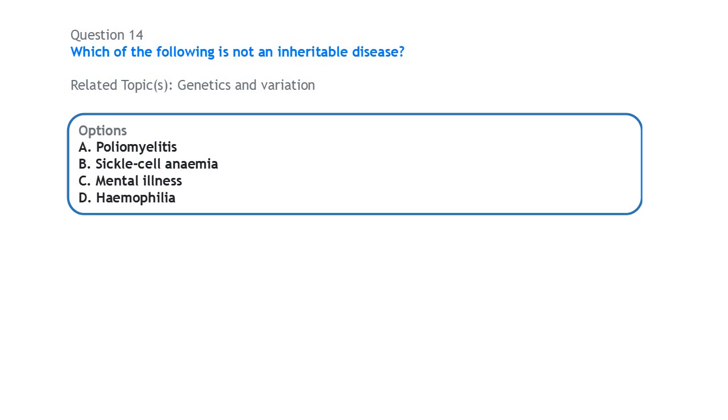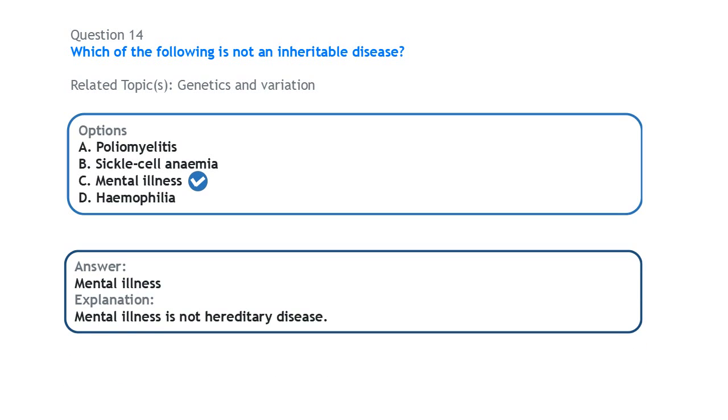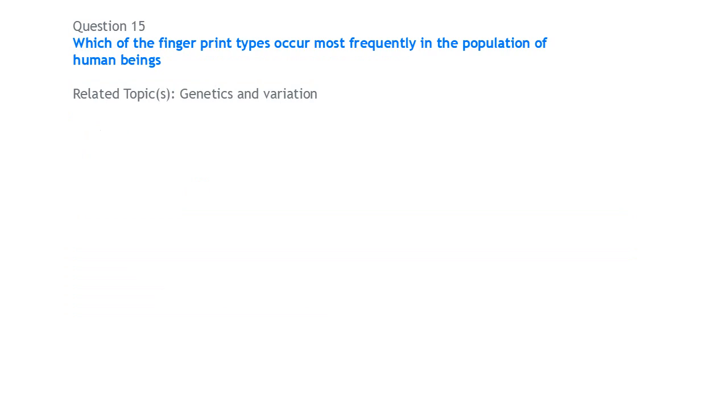Next question, on genetics and variation. Which of the following is not an inheritable disease? When we say inheritable diseases, it means diseases that can be passed from parents to offspring, and they must have a genetic basis. Mental illness is not a hereditary disease. That means that a mad parent, father or mother, can give birth to an offspring or a child that is sane.